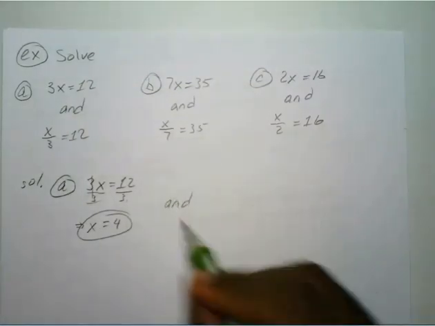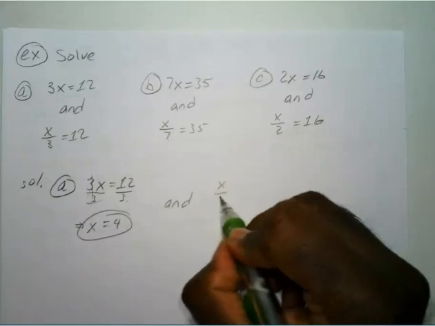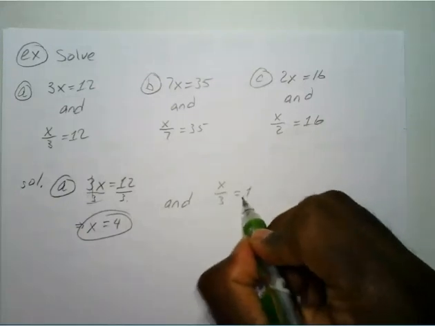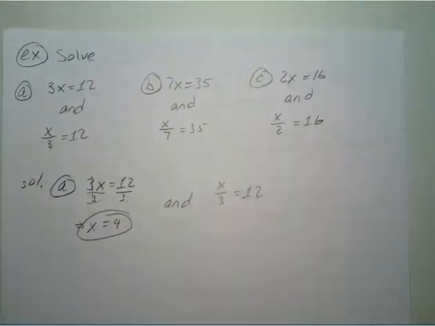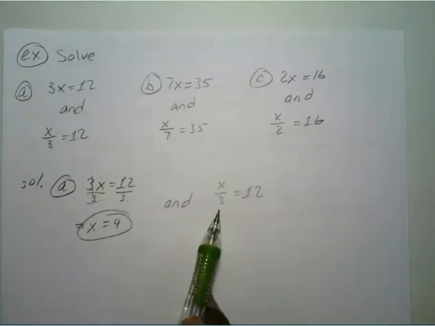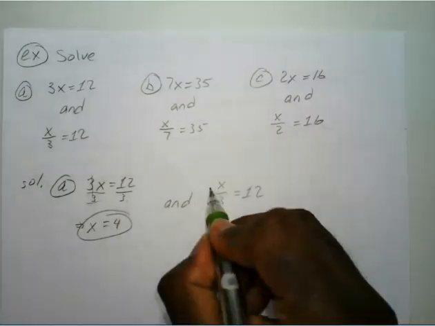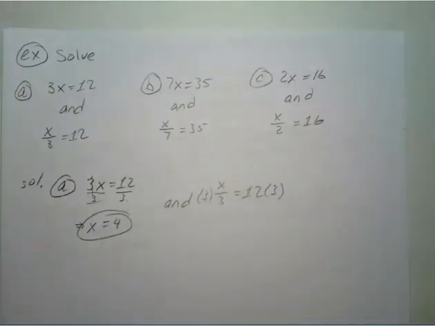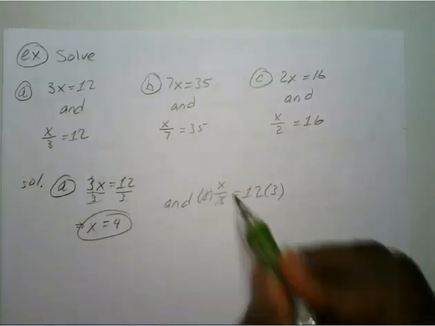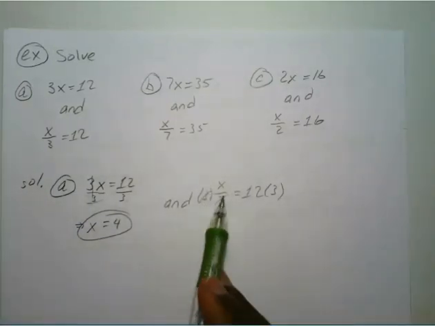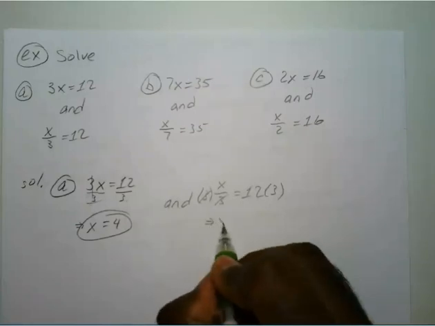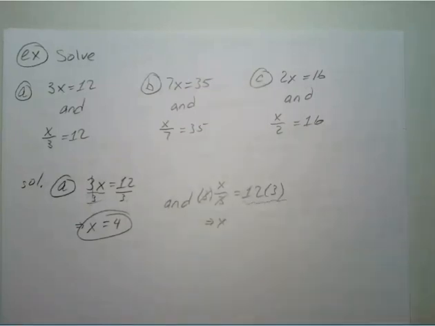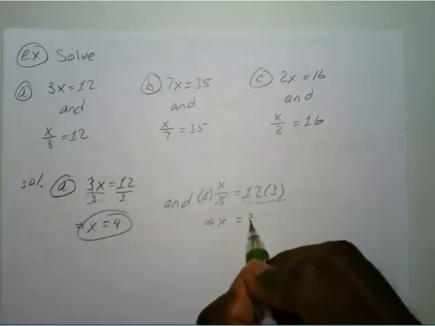Okay, and we have x divided by 3 equals 12. So we have a division problem here. The opposite of division is multiplication, so we're going to multiply both sides by 3. We saw before that these two will cancel out. So you have 1 times x, which is just x, is equal to 12 times 3, which is 36.